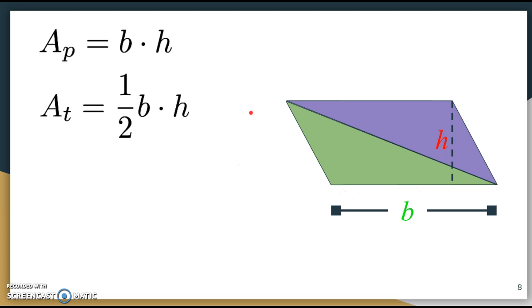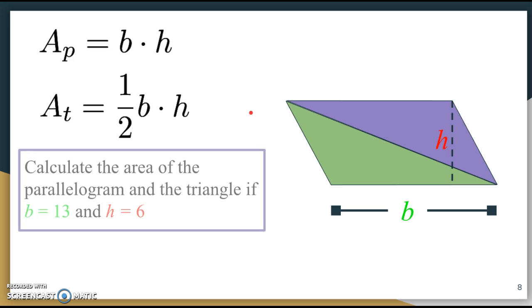Pause again and see if you can figure out the answers if the base is 13 and the height is 6.